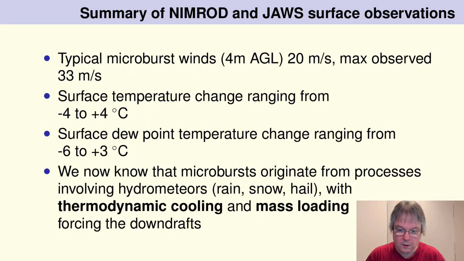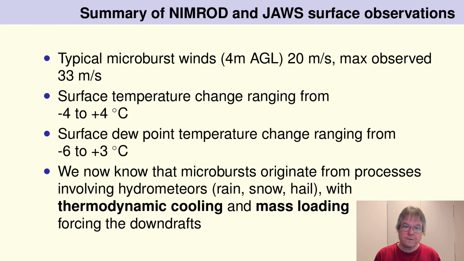So what we learned in some of our field programs, the Nimrod and JAWS studies, is that a typical microburst occurs... First of all, they observed a bunch of them. That was huge. They were very common. Some were strong, some didn't really cause damage. But these types of small, intense downdrafts occurred. We saw them with radars. We saw them with our in situ devices.